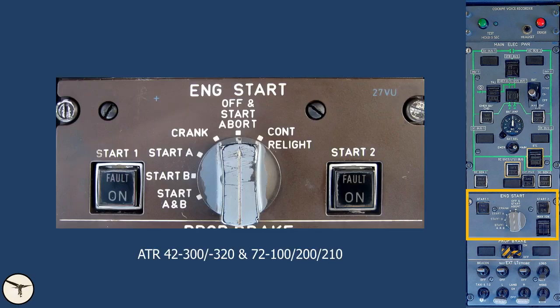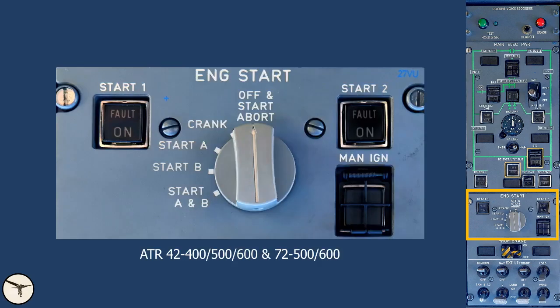Right above, we have the engine start panel. On early ATRs, the panel have this layout. And from the 500 variants on, the panel looks like this.